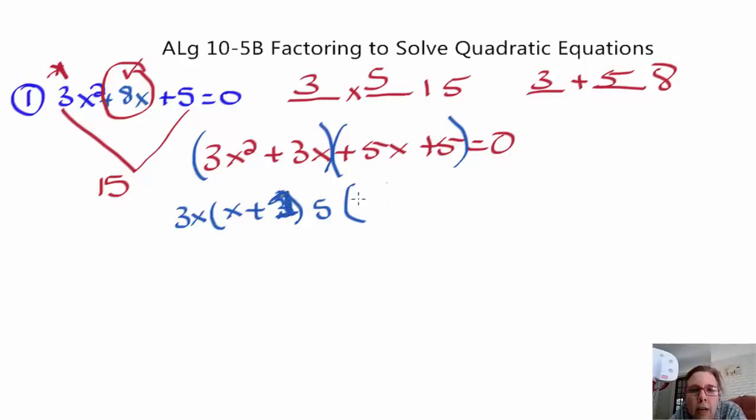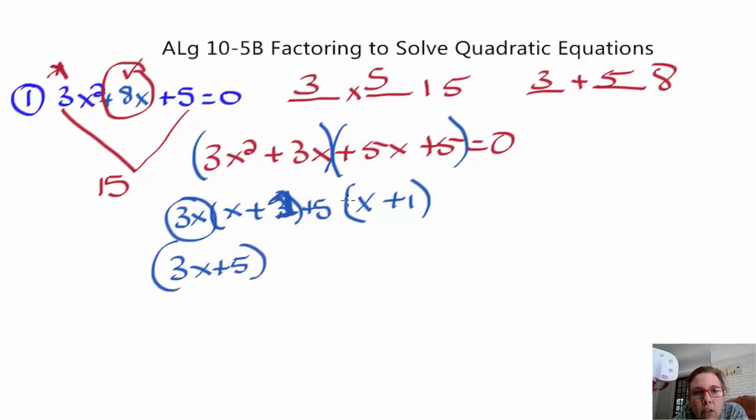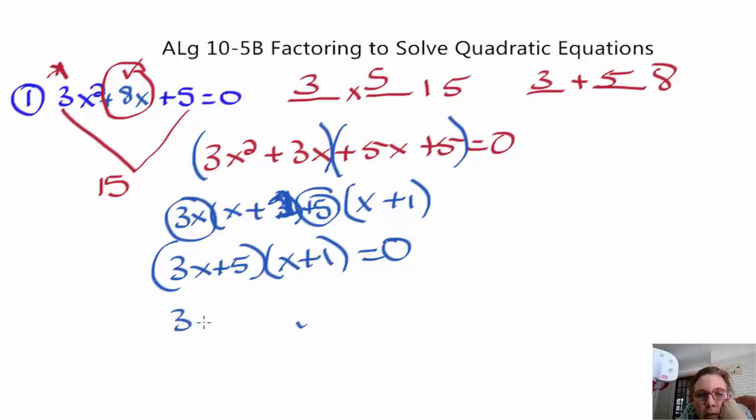Oh, I thought I was losing it. And this should be x plus 1 here as well. Okay, and there's a plus right here. So our two factors are 3x plus 5. Remember, it's these outside ones right here. And x plus 1. Okay, now we set them equal to 0, just like at the very beginning of 10(5)a. So 3x plus 5 equals 0, and x plus 1 equals 0.